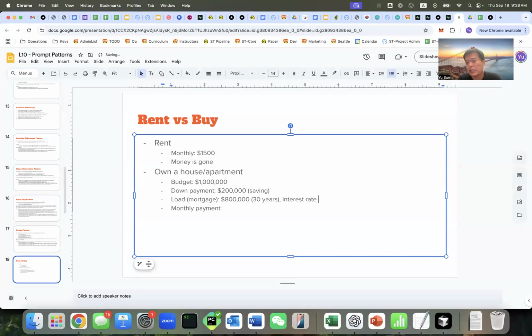Right now, the rate is pretty high. It's almost 6%. But if you look at during the pandemic, it was very low, like 2%, sometimes around 3%. That was very, very low. But 6% is very high right now. So that's how the bank can make money, right?